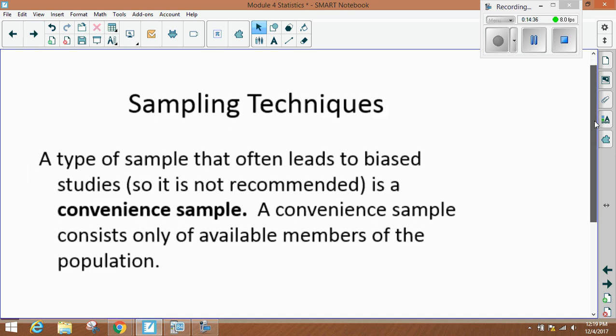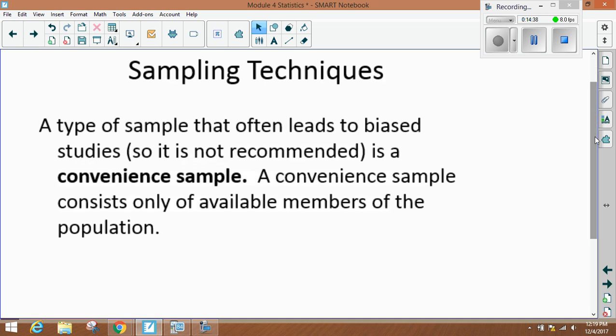We're going to look at some sampling techniques. One sampling technique that really sucks is a convenience sample. It sucks a lot because you don't get a representative population. So when you are sampling, you want to make sure that you get a representative population. So say I wanted to know something about people at Cleveland High School. Let's go with, do you like Taylor Swift?